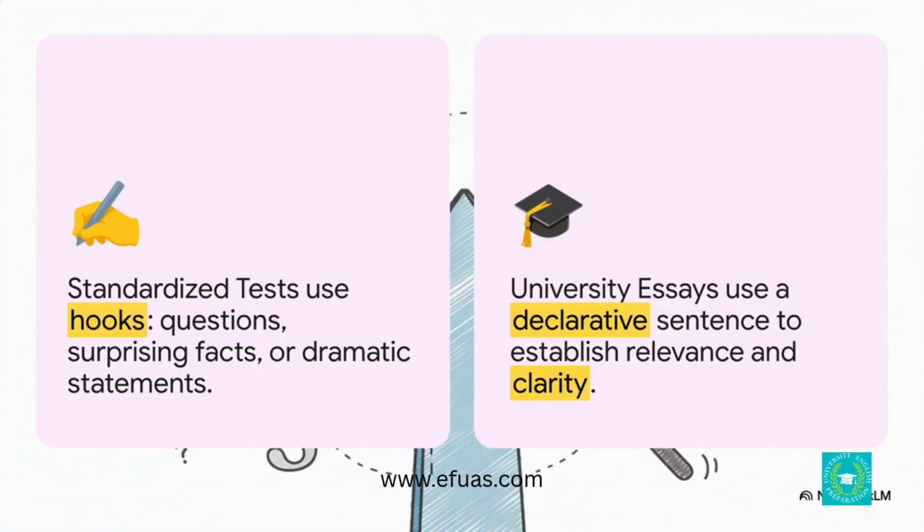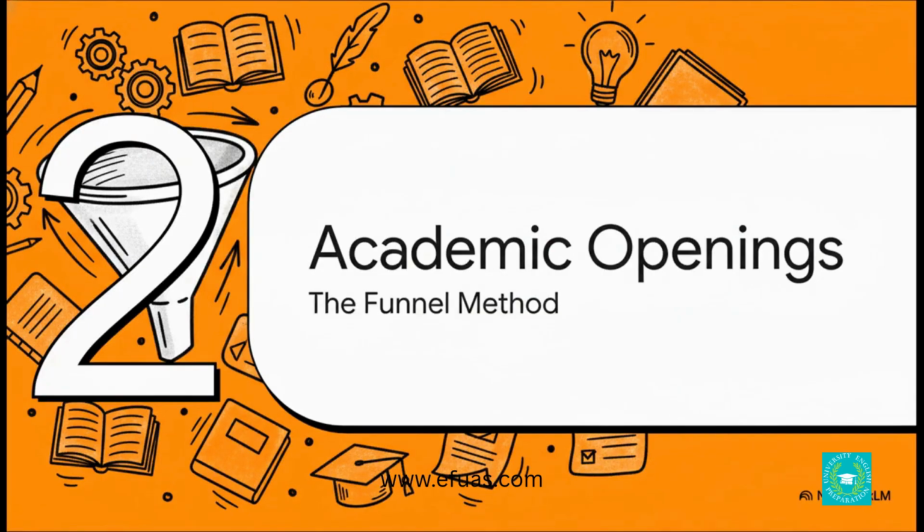This slide really puts the difference in a nutshell. On one side, for tests, you have those attention grabbers. On the other side, for university essays, you have something called an academic declarative sentence. The goal totally shifts from surprise to clarity. You want to let your reader know right from the very first sentence exactly where you're going and why they should come along. And that brings us to our main idea today, the academic declarative opening.